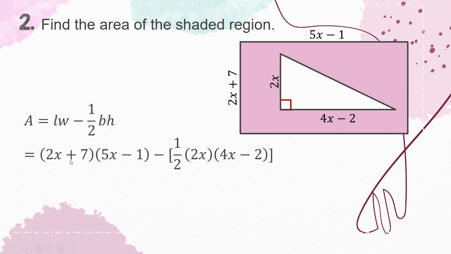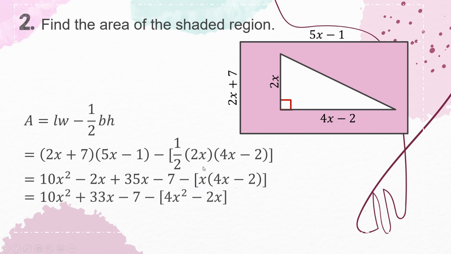So here we would distribute the 2x. 2x times 5x gives us 10x squared. 2x times negative 1 gives us negative 2x. Distributing the 7, 7 times 5x gives us 35x. 7 times negative 1 gives us negative 7. Then I would do what's in the brackets over here. Multiplying 1/2 times 2x becomes x. So I still then would distribute the x to 4x minus 2. So distributing the x here would become 4x squared minus 2x.